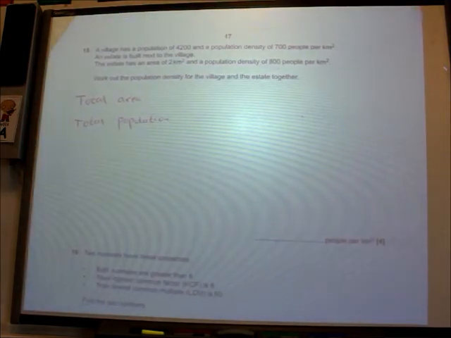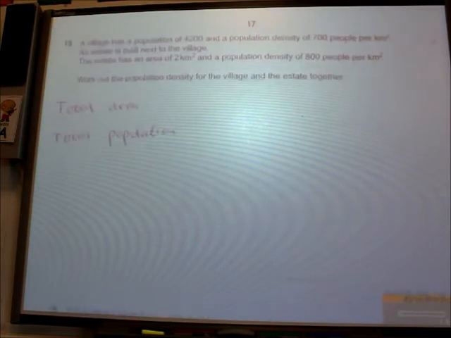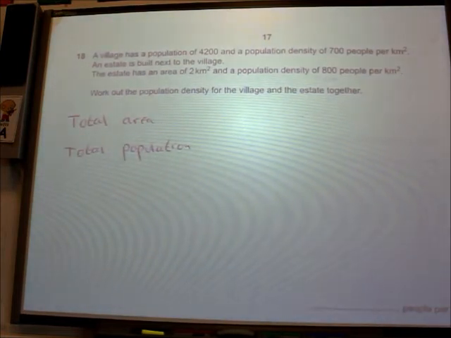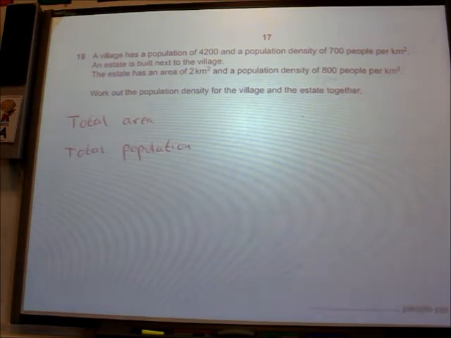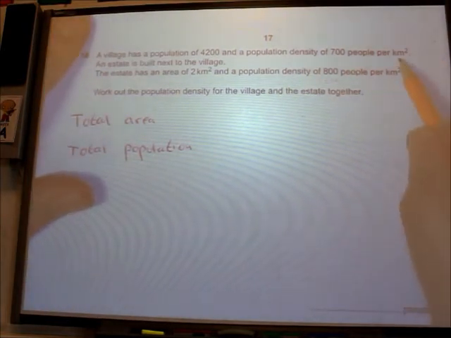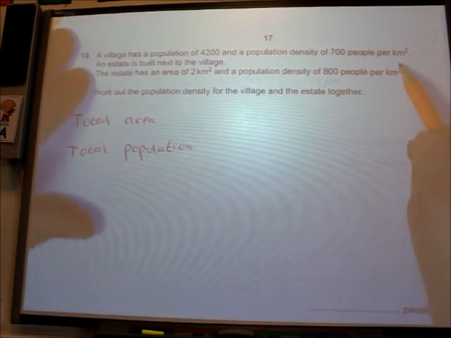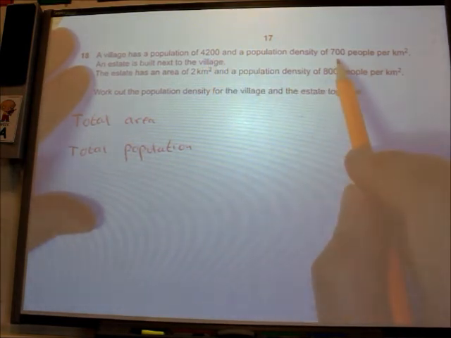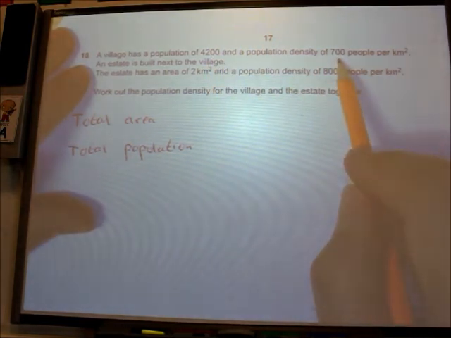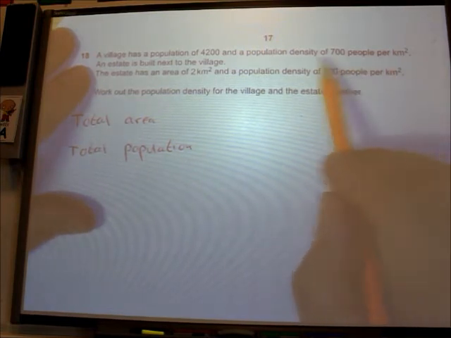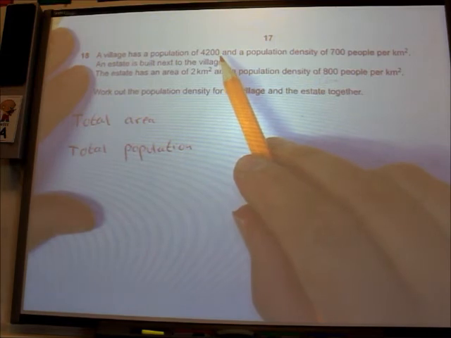A village has a population of 4,200 and a population density of 700 people per kilometre squared. Right, this is going to be about population and population density. So if in 1 kilometre squared there's 700 people, how many kilometres squared is the village?